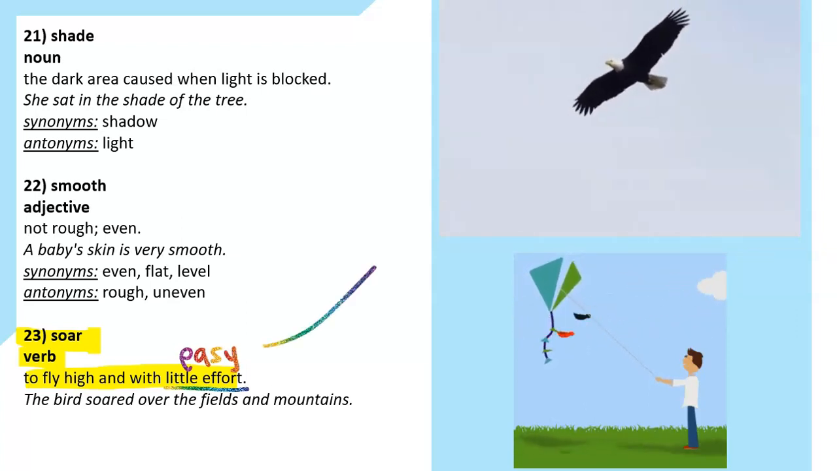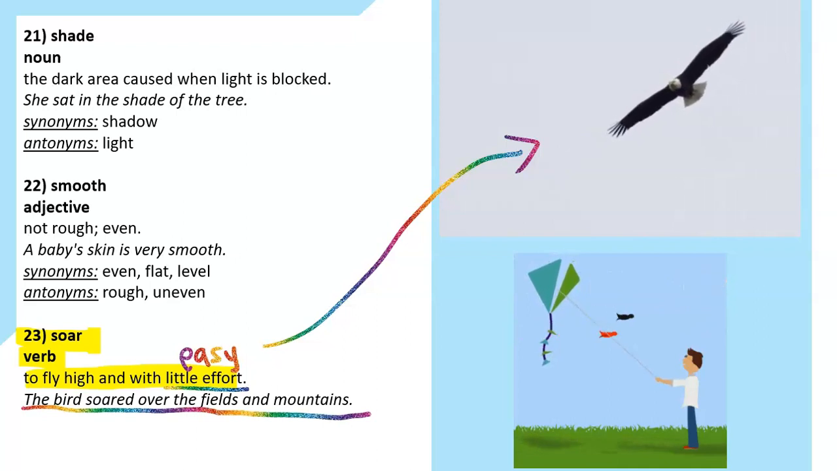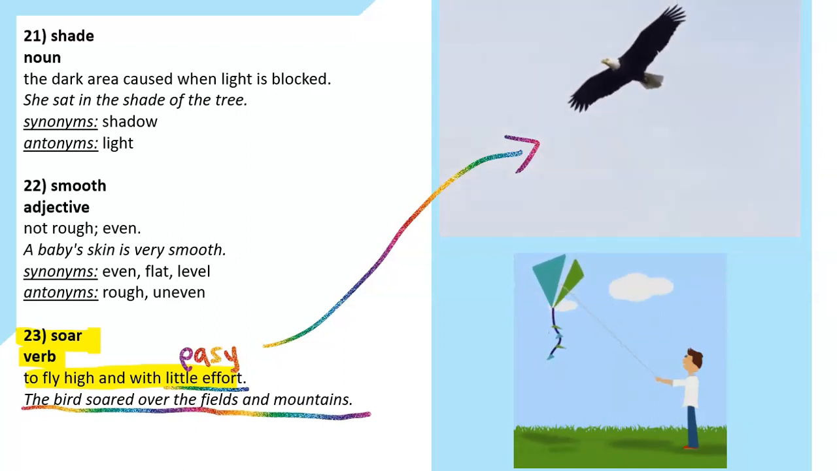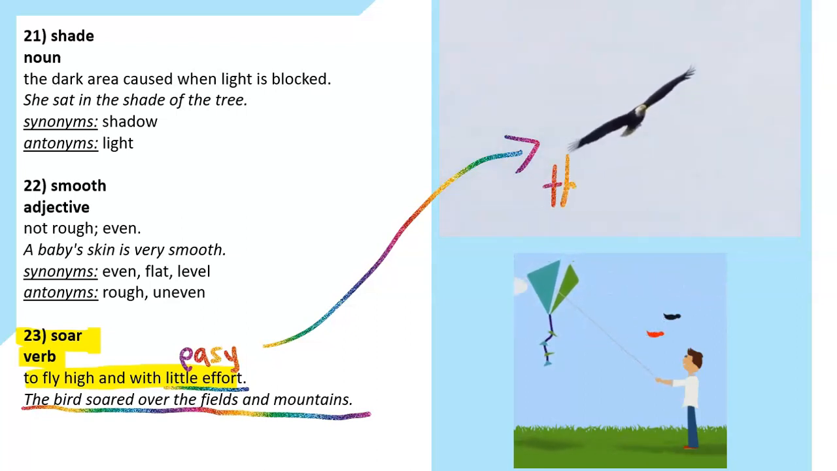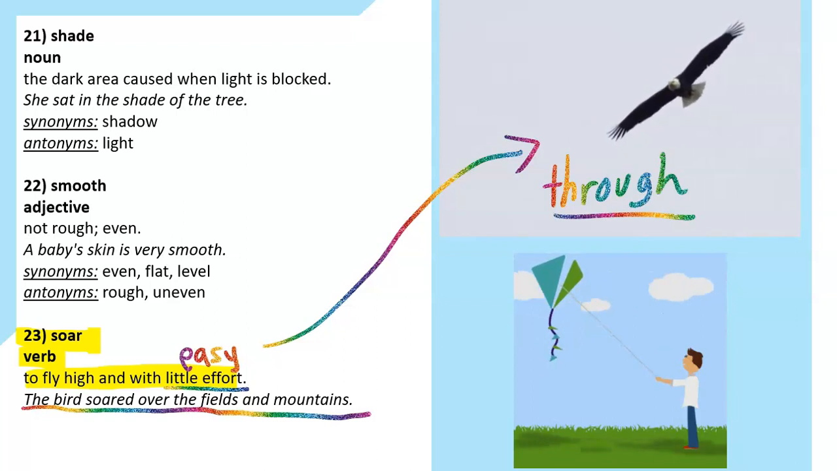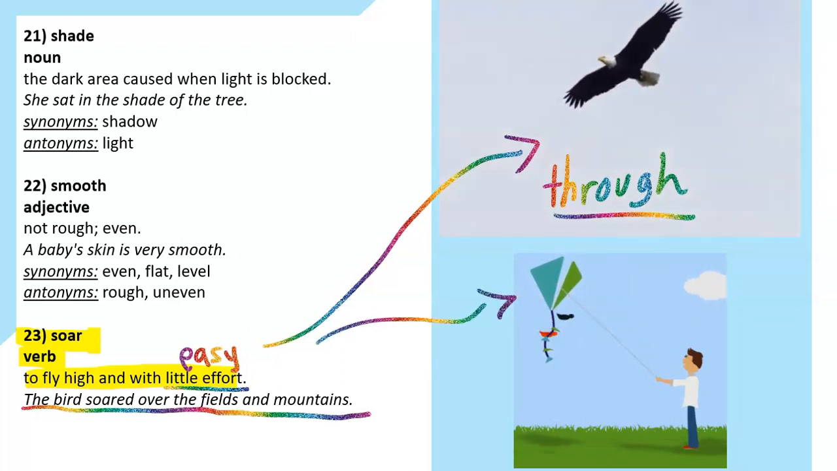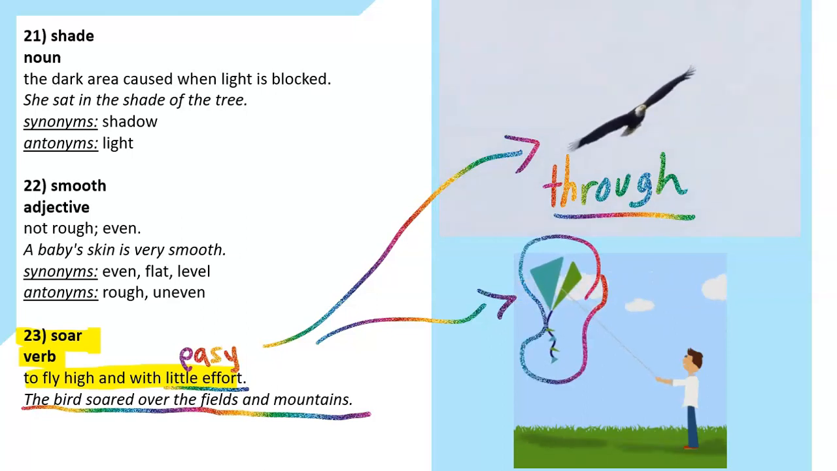For example, here we can say the bird soared over the fields and mountains. Or this is an eagle. Maybe we can say the eagle soared through the air. It's flying through the air very easily. Or we can even say the kite soared in the sky.